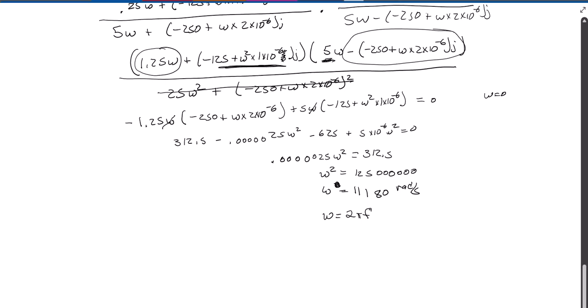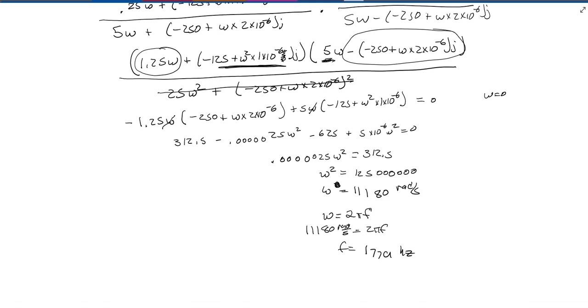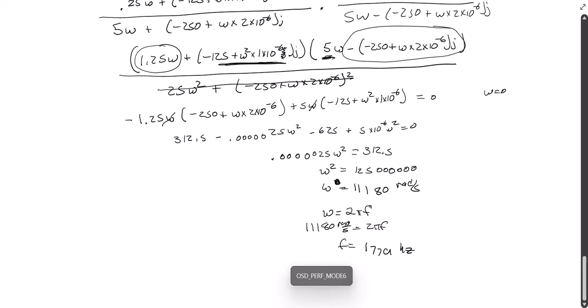And then that is the resonant angular frequency, and remember omega equals 2 pi f, and so if I have 11,180 radians per second equals 2 pi f, then if I divide that by 2 pi, I believe I get a frequency of 1779 hertz. So that's the resonant frequency. Okay, so I'm going to stop this and hopefully be able to insert it over the part where I had the mistake in the other one.